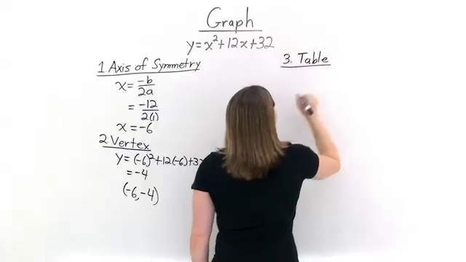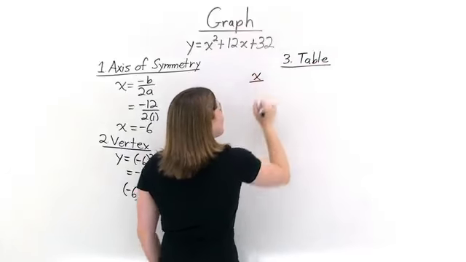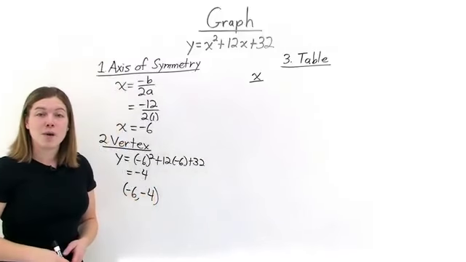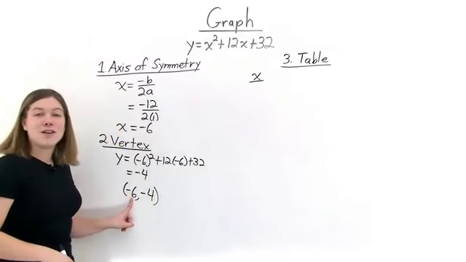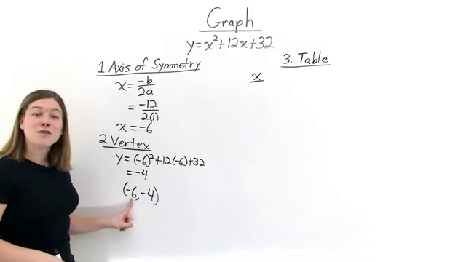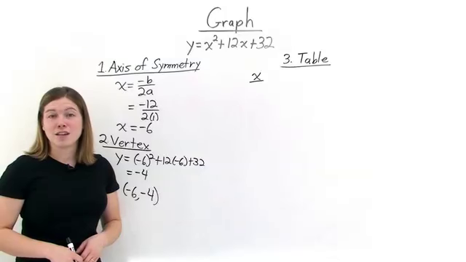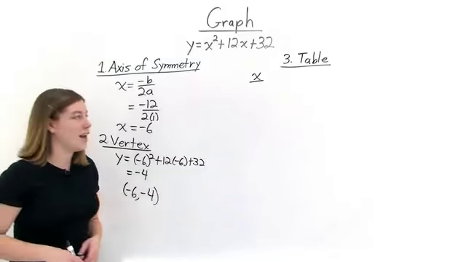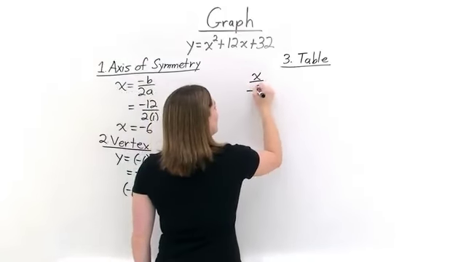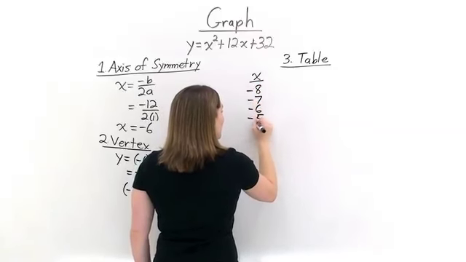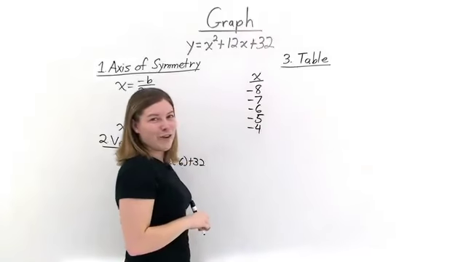To do that, let's make a table. Let's start by picking some x values. Now to pick these x values, it's a good idea to pick x values that are on either side of the vertex. Since our vertex has the x-coordinate negative 6, it's a good idea to pick a couple x values that are bigger and smaller than negative 6. So let's pick negative 8, negative 7, negative 6, negative 5, and negative 4.